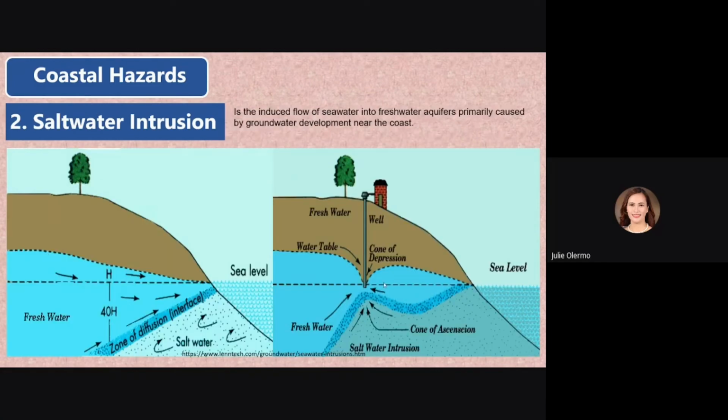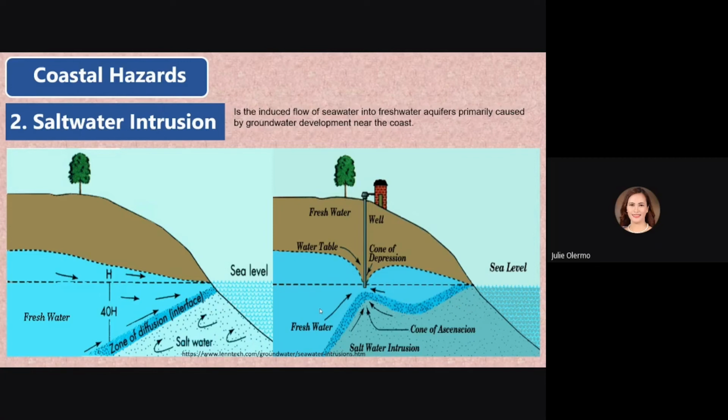Next is saltwater intrusion. The induced flow of seawater into freshwater aquifers primarily caused by groundwater development near the coast. Aquifers are an underground layer of permeable rock, gravel, sand, or silt. When we say permeable, it means allowing liquids to pass through it. Here we have the salt water, and here we have the fresh water. In that way, the salty water may penetrate the fresh water, which is not safe for human consumption.